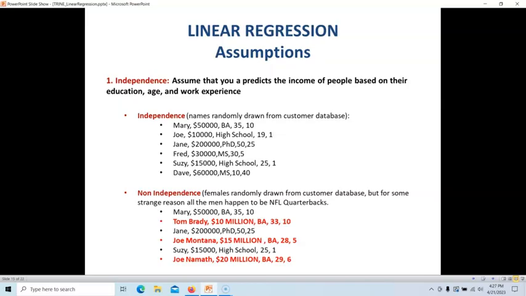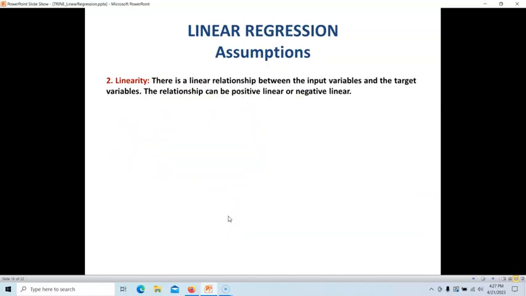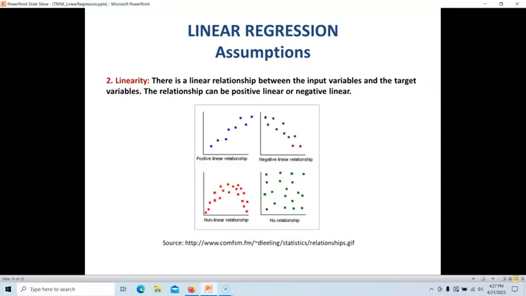So we're assuming independence. We want the data to be independent, no weird patterns. What else do we see? Linearity. What does that mean? Well, we hope that the input variables have a linear relationship to the target, something like this.